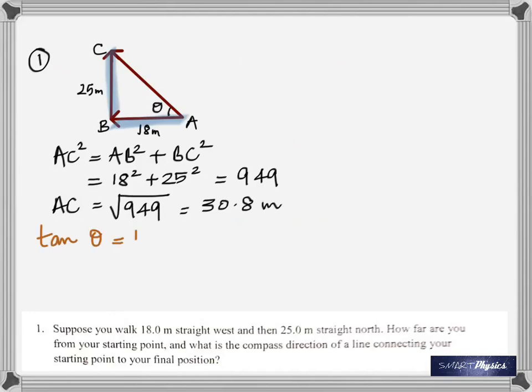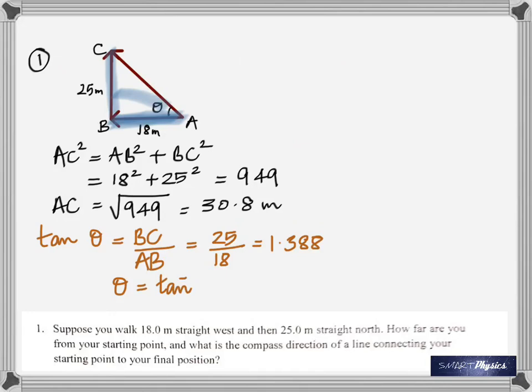Now to find the angle, take tangent. Tan is opposite side by adjacent side, which is BC by AB. Get 1.388. Take the arctan of that, you get 54.2 degrees. So the magnitude of the vector is 30.8 meters, and it's at 54.2 degrees north of west.